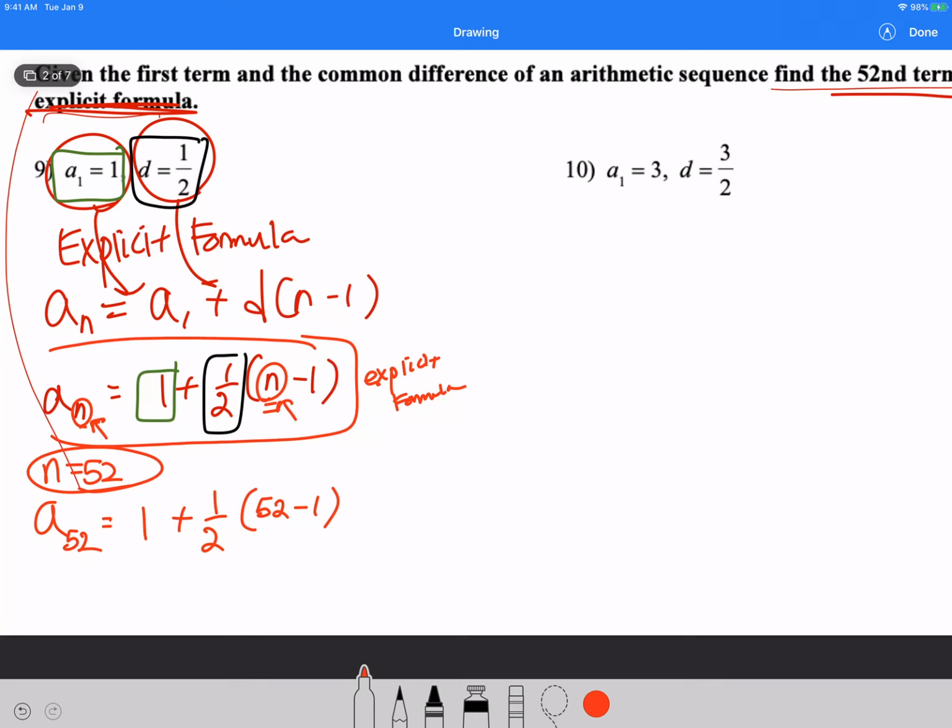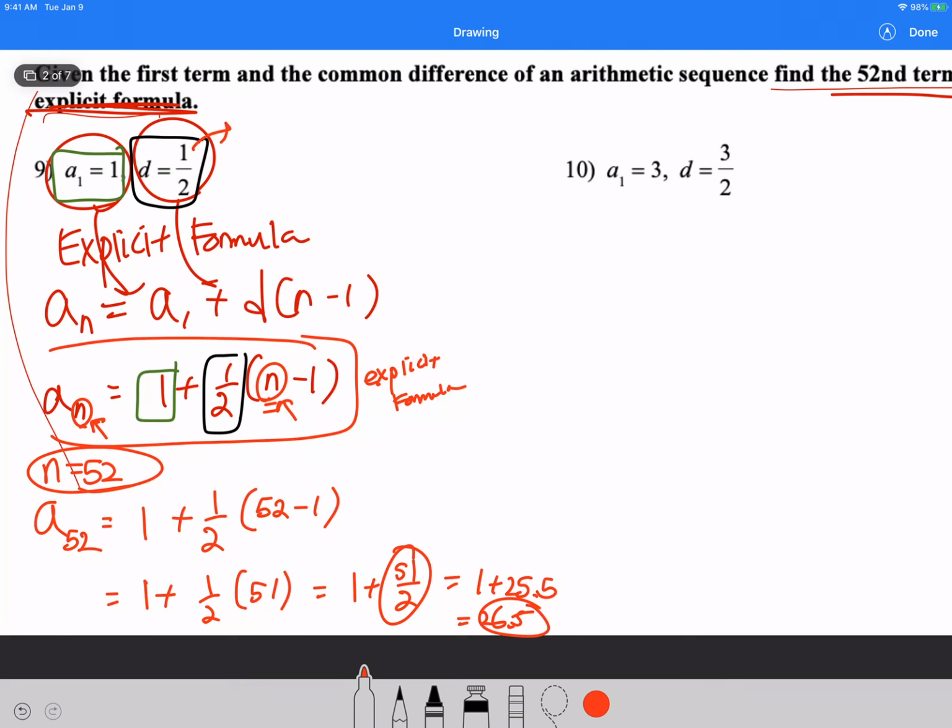So then what I end up getting is that a sub 52 is equal to 1 plus 1/2 times 51. And so I will get 1 plus 51 over 2. Make sure you type that into your calculator, and what I'm going to end up with is 1 plus, I believe, 25.5. My final answer should be 26.5. That would be my 52nd term.